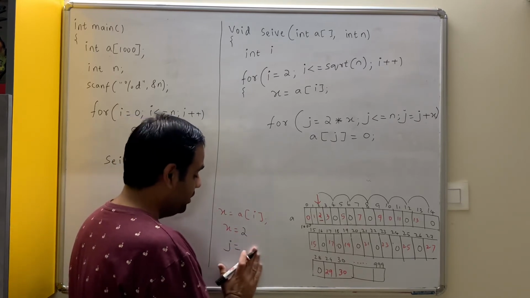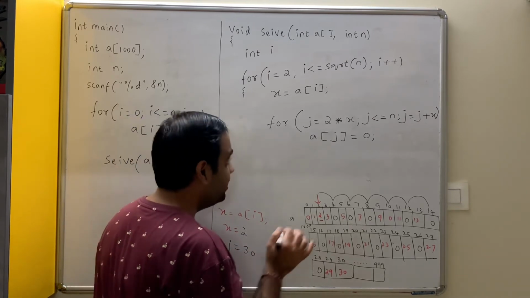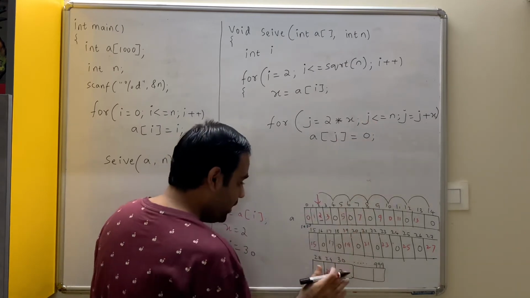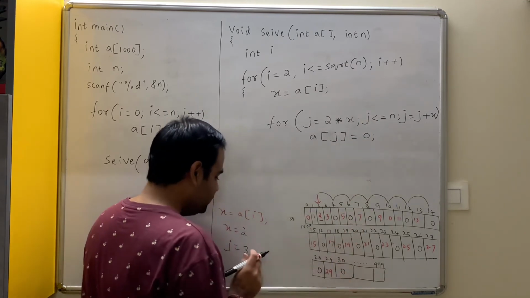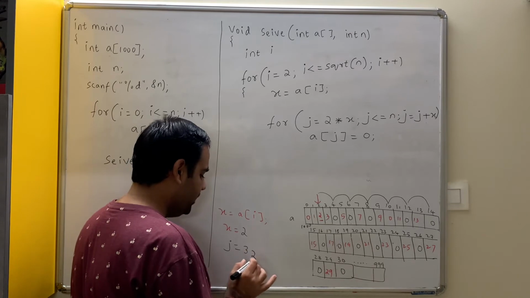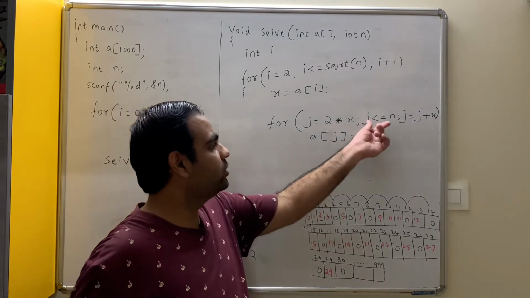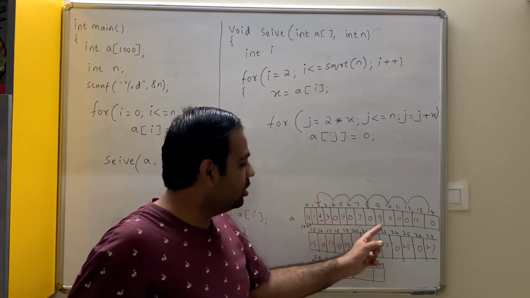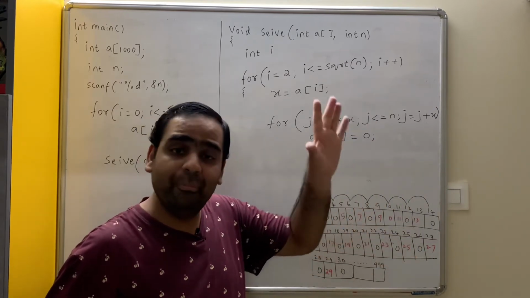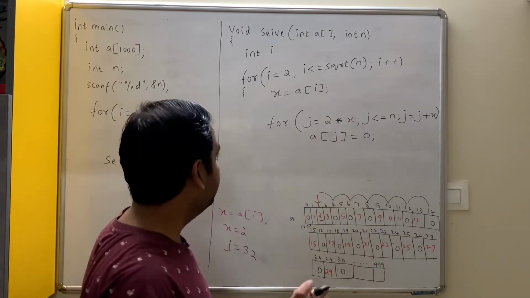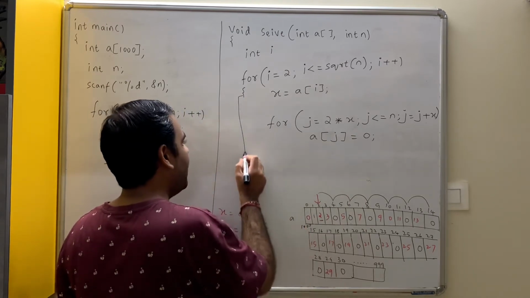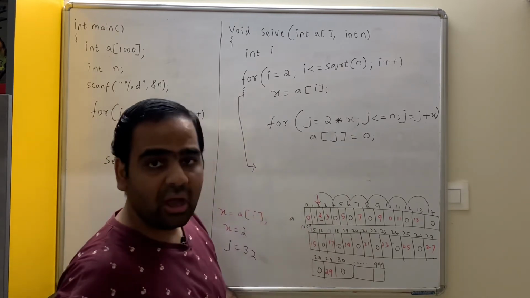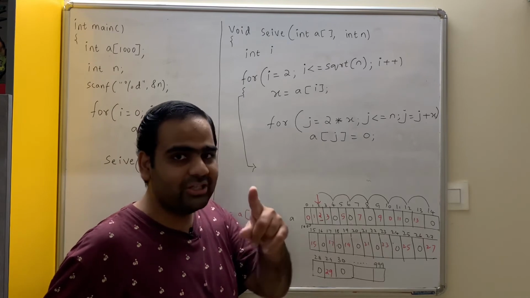28 plus 2 is 30. Now check here. 30 less than or equal to 30 is true. A of 30 is equal to 0. J plus x. 30 plus 2 is 32. 32 less than or equal to 30 is false. You come out of this loop and you see that all the multiples of 2 have become 0. Is it okay?